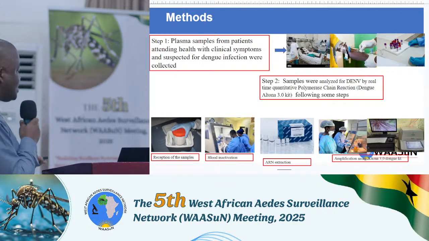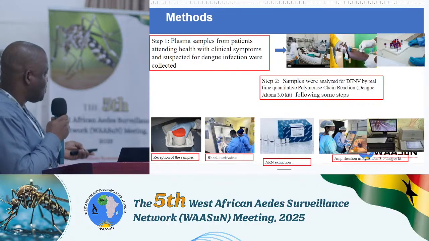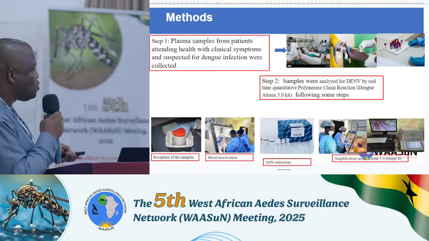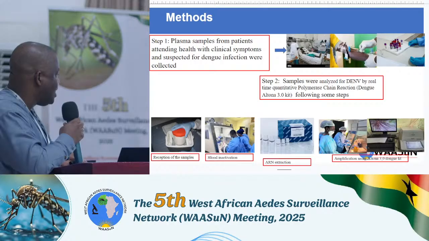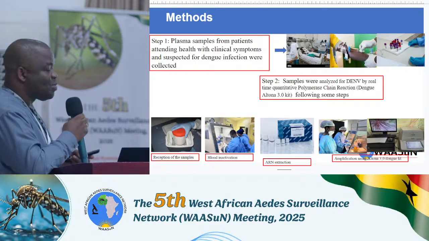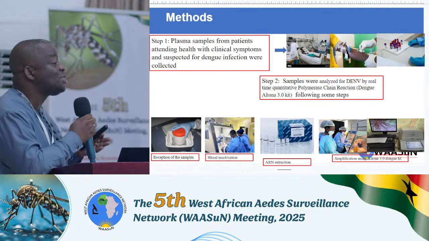So we inactivate the sample, and RNA was extracted from the inactivated sample using a Qiagen kit. We amplified the RNA using the Altona Dengue kit 3.0. The positive samples from this amplification were used to detect the dengue, with a CT value equal to 28. We use them for the sequencing activities. What is positive on PCR, if you do the sequencing, can show you that it is not totally positive.